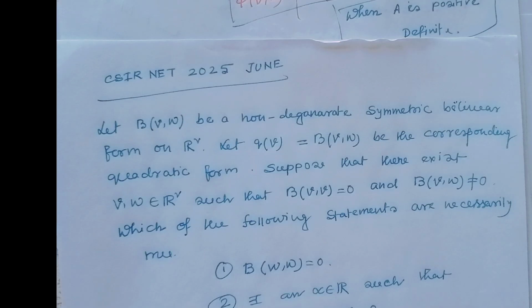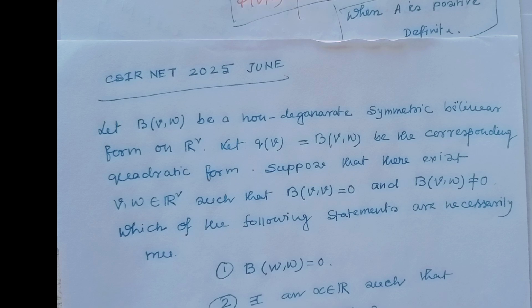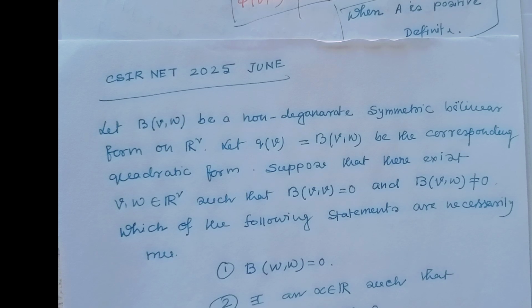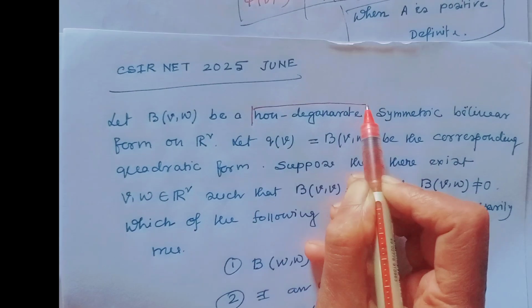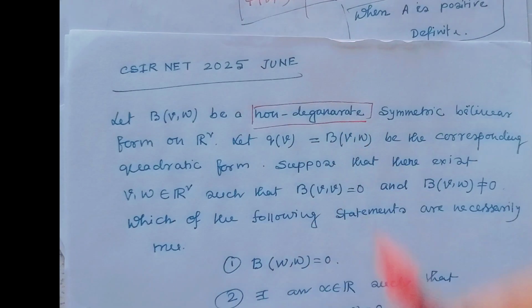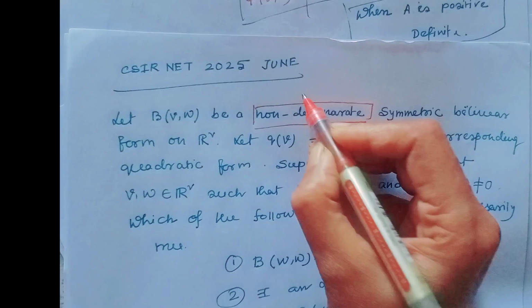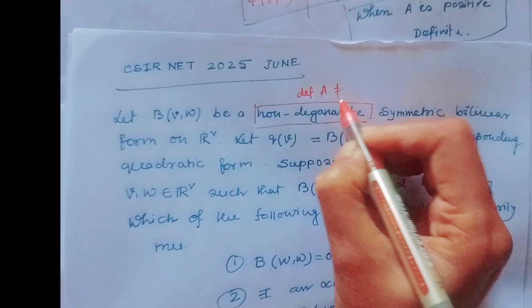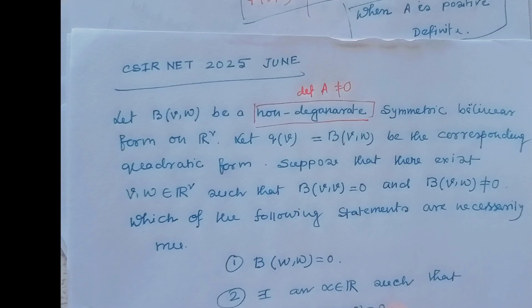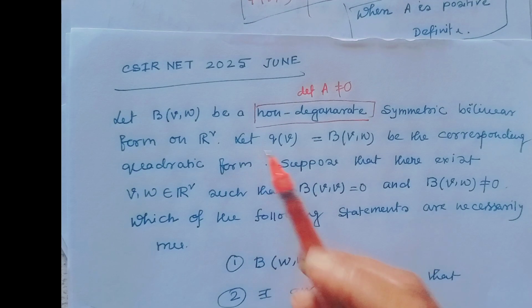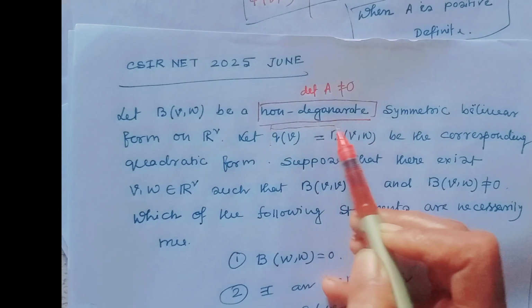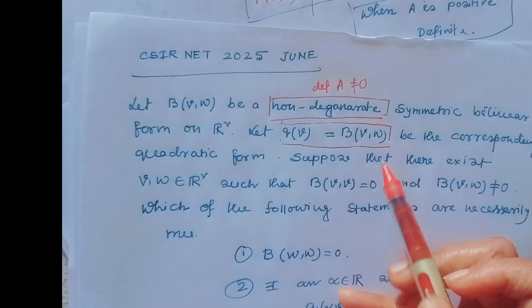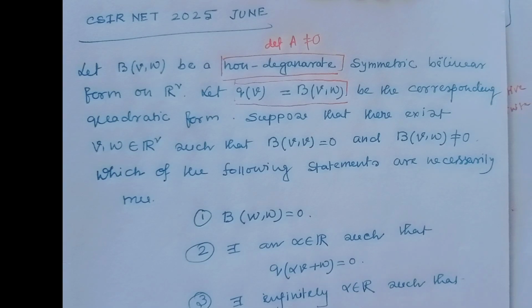Next question, which also depends on the bilinear form. This question came in the CSIR NET June 2025 exam. The question is: let B(V, W) be a non-degenerate symmetric bilinear form on R2. Non-degenerate means the determinant of the matrix is not equal to 0. And Q(V) equal to B(V, V) is the corresponding quadratic form.